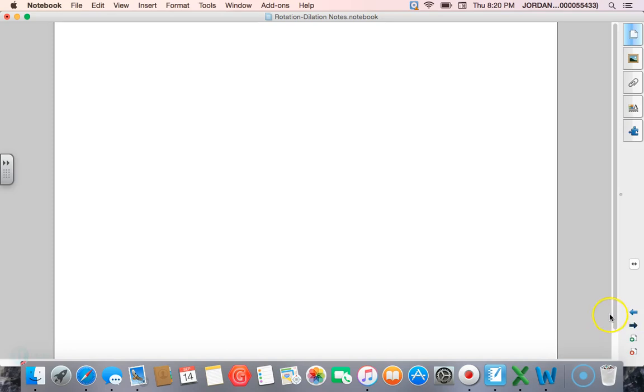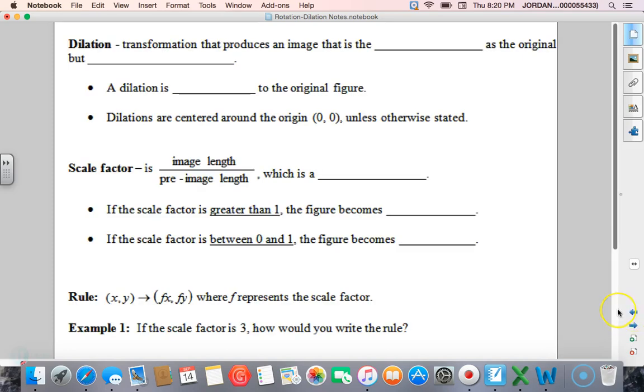So when we talk about dilations here, let's take some notes. A dilation is a type of transformation that produces an image that is the same shape as the original, but a different size. It could be smaller or could be bigger. So a dilation is another term we use, similar. Similar to the original figure, not congruent.